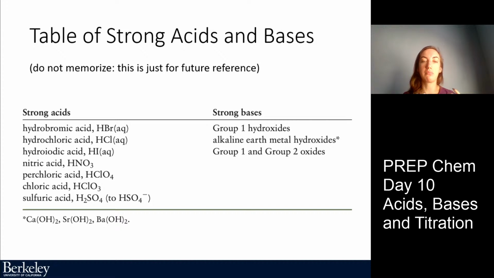The strong bases are more in groups. Group 1 hydroxides would mean that first group on the periodic table with OH. And then alkaline earth metal hydroxides, those are one step over in group 2. It lists them at the bottom here: CaOH2, SrOH2, and BaOH2. And then group 1 and 2 oxides. Hydroxides are OH and oxides are just O, so Li2O would be a group 1 oxide.